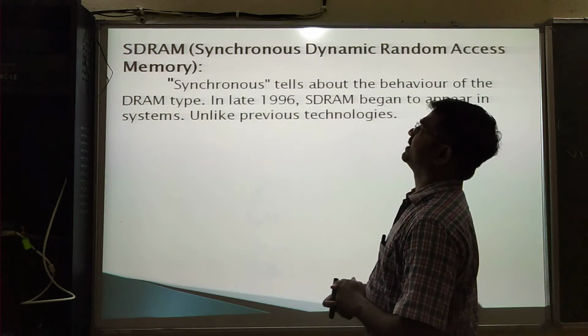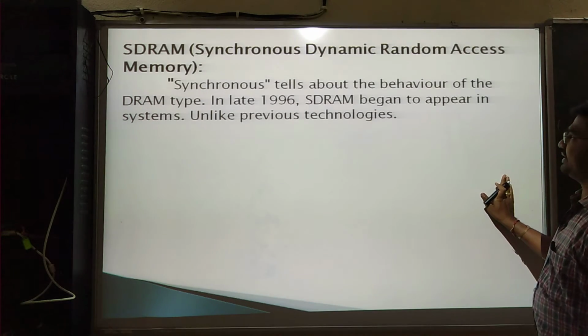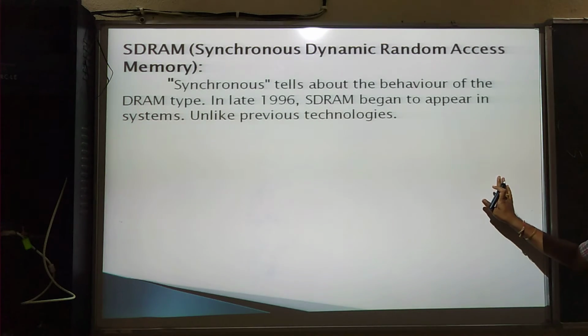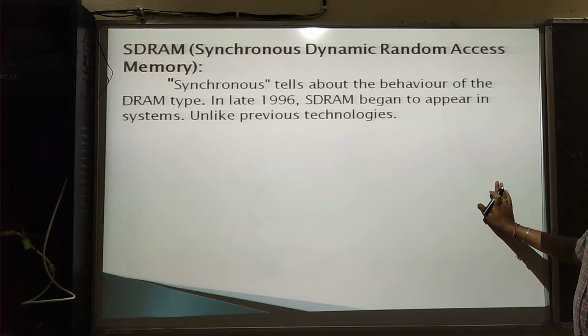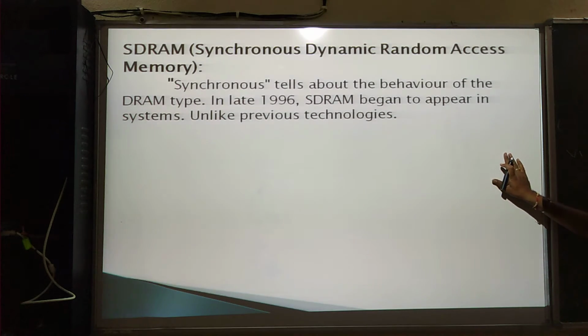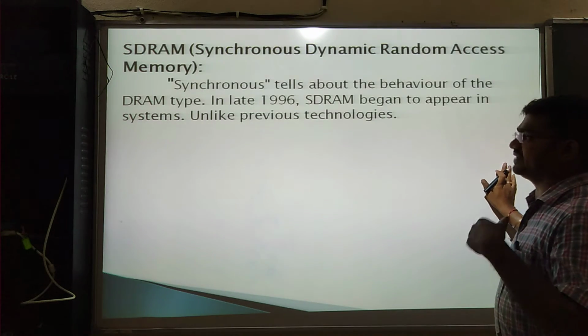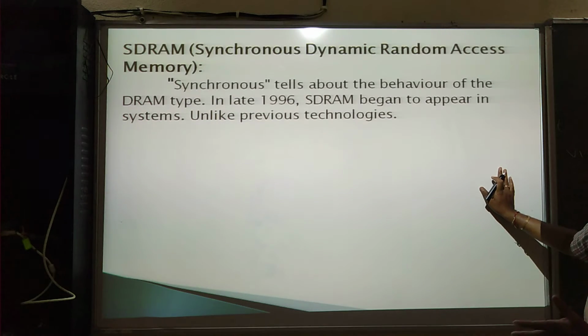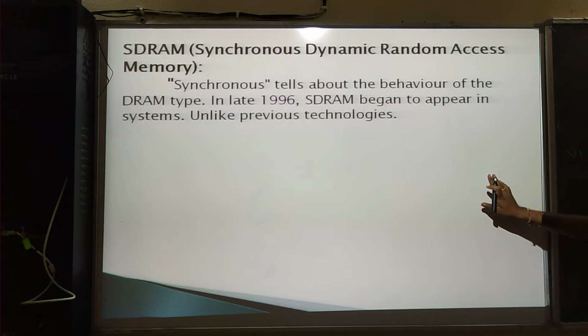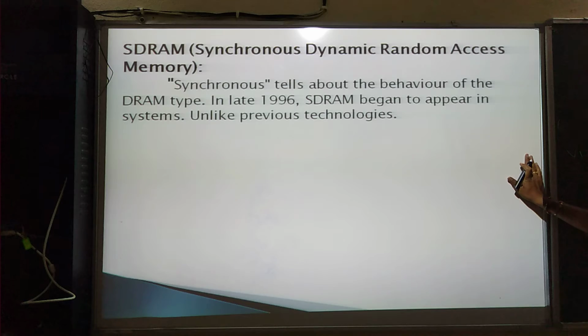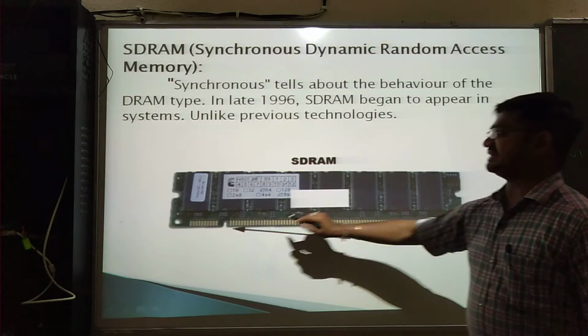First one is SDRAM. SDRAM means synchronous dynamic random access memory. Synchronous tells about the behavior of the DRAM type. In late 1996, SDRAM began to appear in systems, unlike previous technologies. The previous technology was not supported, so it was updated by the DRAM type in 1996. So this is the SDRAM.